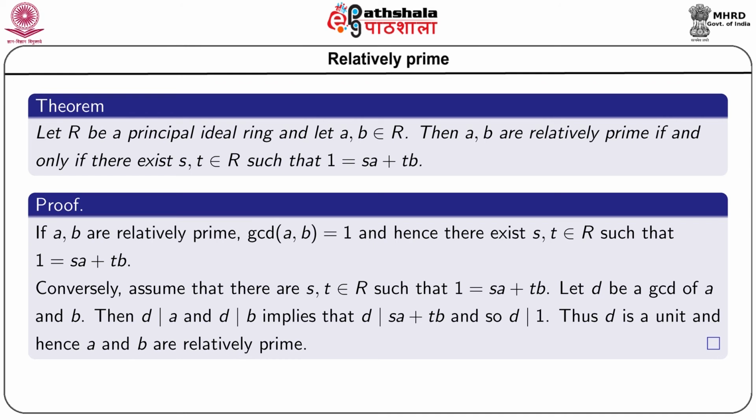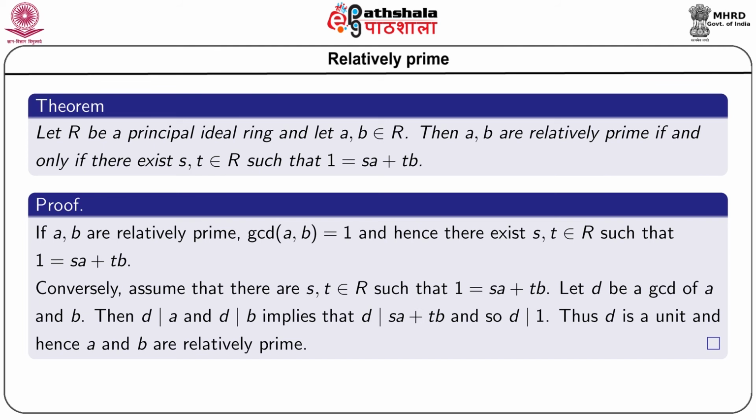If A and B are two elements of a principal ideal ring R, then they are relatively prime if and only if there exist S, T in R such that 1 equals SA plus TB. First, assume that the elements A and B are relatively prime, then we can say that 1 is a GCD of A, B, and hence we have S, T in R such that 1 can be expressed as SA plus TB.